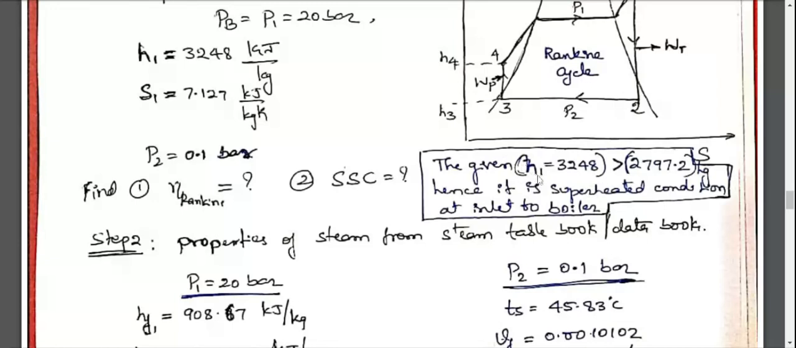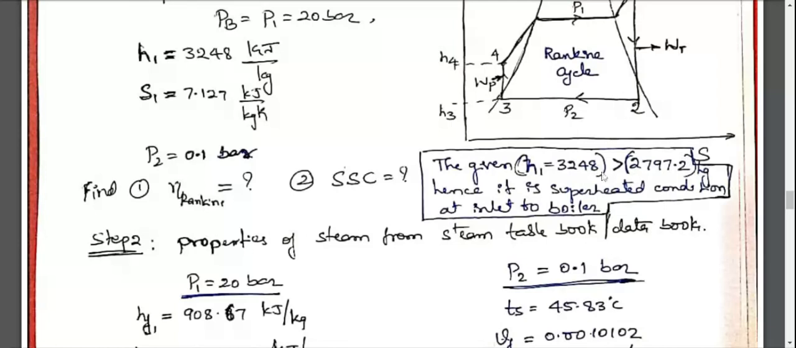Again, question: on what basis have you decided? Only on the basis of these two numbers? No. For example, I will make it clear. Listen carefully. If you supply 2797.2 kilojoule of heat to the boiler at maintaining 20 bar pressure, then the steam will become dry steam. But he is supplying more than 2797. How much has he supplied in the given problem?